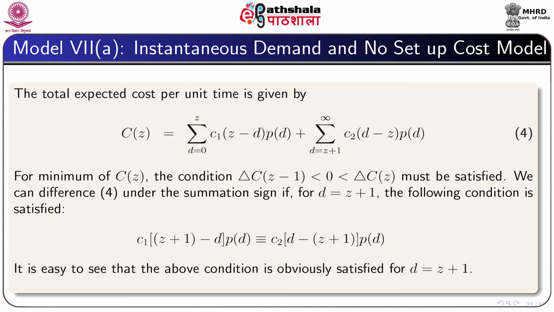We can difference equation 4 under the summation sign if for D equal to Z plus 1 the following condition is satisfied, that is C1 into (Z plus 1 minus D) P(D) should be equal to C2 into (D minus (Z plus 1)) P(D), and we can see that this condition is obviously satisfied for D equal to Z plus 1.